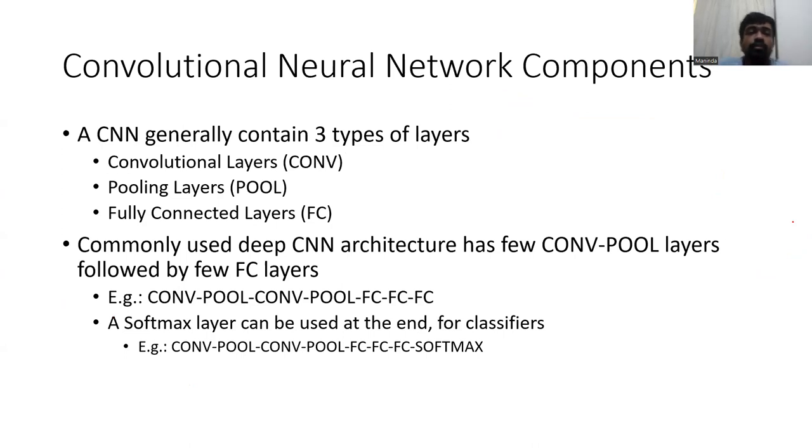Okay, so this is the way convolutional neural networks are designed. In convolutional neural networks, there are three types of layers. One is the convolutional layer that we have learned, the other is the pooling layer that we have just learned, and the other is the fully connected layer. The fully connected layer is the feed forward neural network layer, right? You already know it.